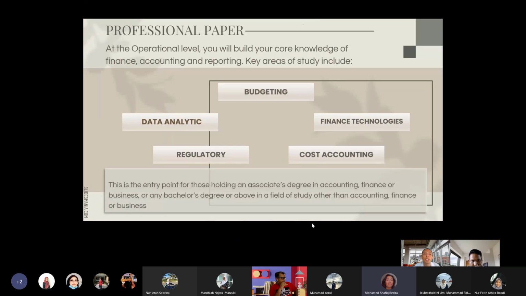Okay, so the professional papers consist of 2 levels, the first one being the operational level. You will build your core knowledge of finance, accounting, and reporting. The key areas of study include 5 of it: budgeting, data analytics, finance technologies, regulatory, and also cost accounting. These are entry points for those holding associate degrees in accounting, finance, or business, or any bachelor's degree or above in fields other than accounting, finance, or business.